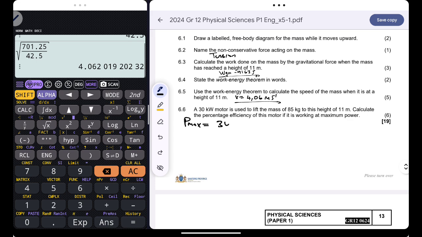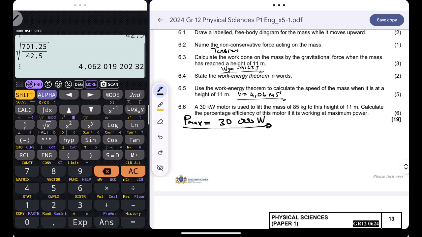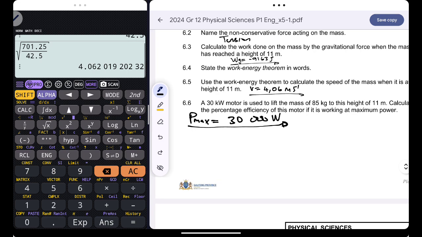30 kilowatts is the same as 30,000 watts. To change from kilowatts to watts, just multiply by 1,000. So the maximum power delivered by the motor is 30,000 watts. So they want us to know whether the motor is working with maximum power or not. Let's find the actual power that was required to lift the mass from the ground until it reached 11 meters.